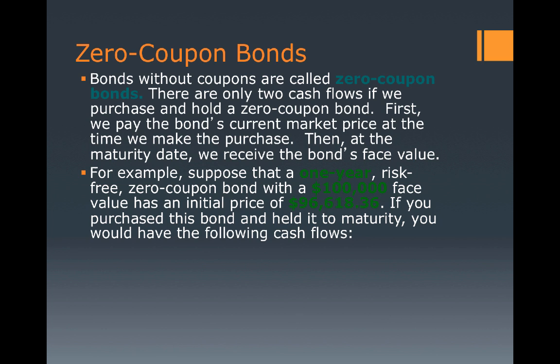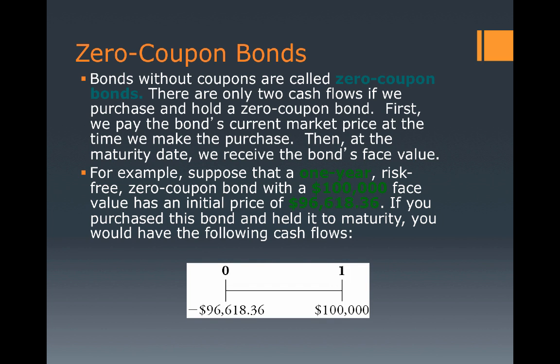So prior to its maturity date, the price of a zero coupon bond is always less than its face value. So it will always trade at a discount, which means a price lower than the face value. These are also called pure discount bonds.